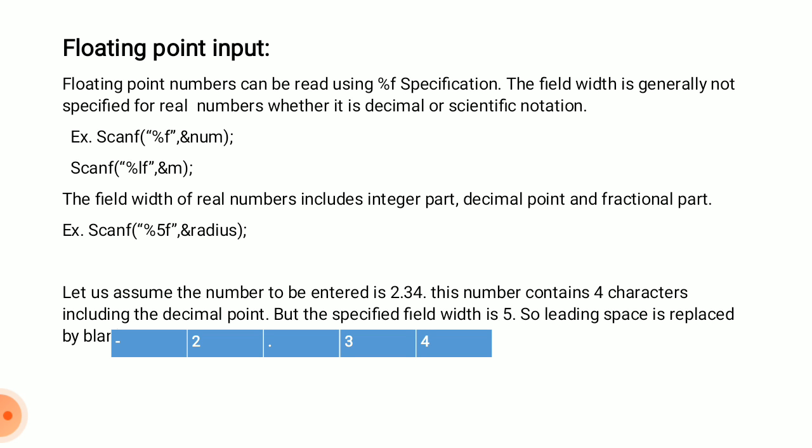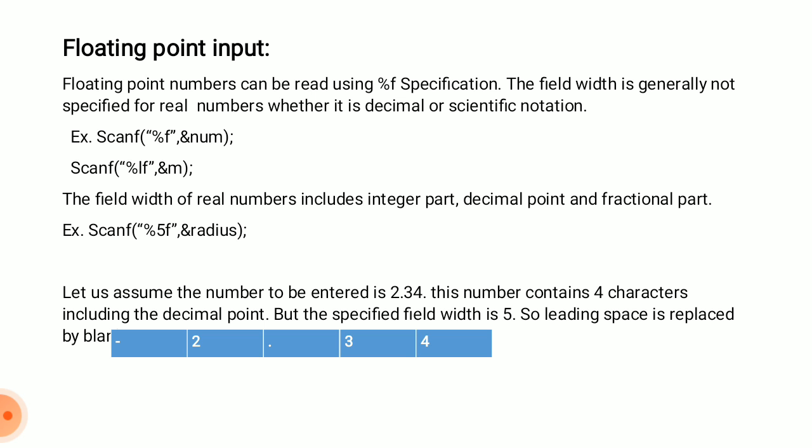So floating point numbers are used to read floating point input or floating point data. Here %f is used to read the floating point input. %f is a specification to read the floating point data. And here the field width is generally not specified for real numbers, that is floating point numbers, whether it is decimal or scientific notation.